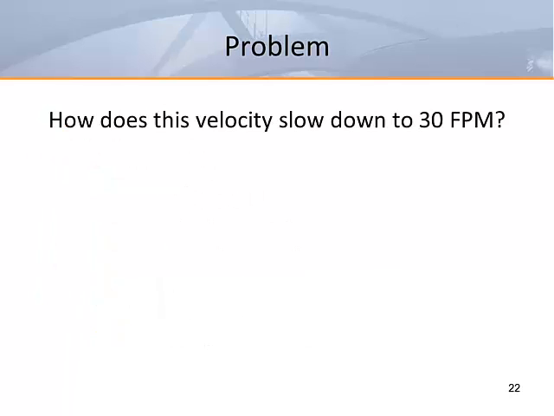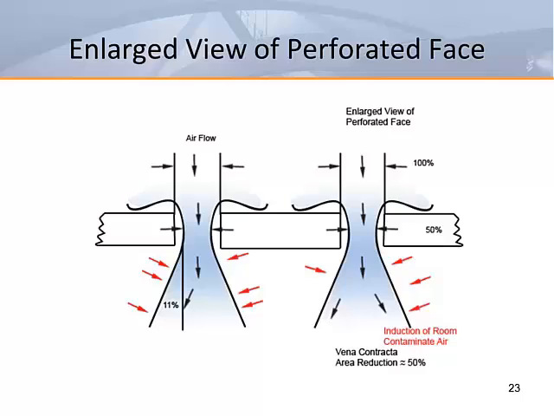So, how does this velocity slow the air down to 30 feet per minute, required by ASHRAE Standard 170? The answer is that these high velocity discharge jets entrain room air near the ceiling and into the pattern, which slows the jet down. As we discussed earlier, a jet of air released into a room expands at 11 degrees in all directions. This expansion is a result of room air being induced into the pattern. The net result is during the first 12 inches from the face of the diffuser, room air is induced and slows the air jet down to 30 feet per minute uniform velocity.